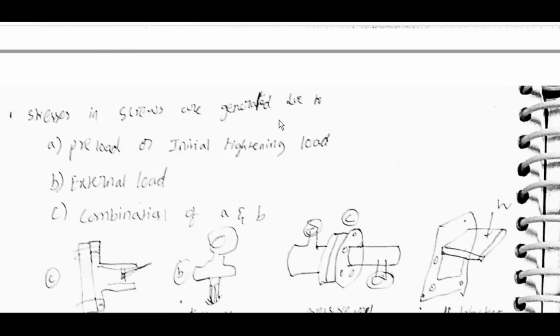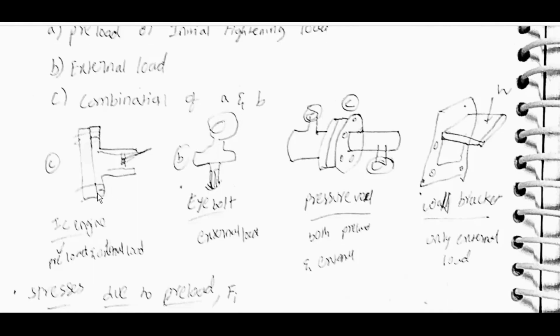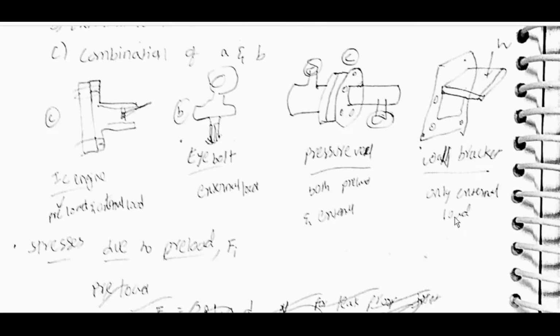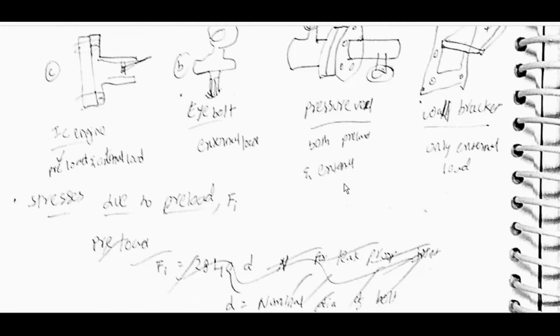Stresses in screws are generated due to preload or initial tightening load, external load, or a combination of A and B. IC engine, preload and external load. Eye bolt, external load. Pressure vessel, both preload and external load. Bracket, only external load, wall bracket.